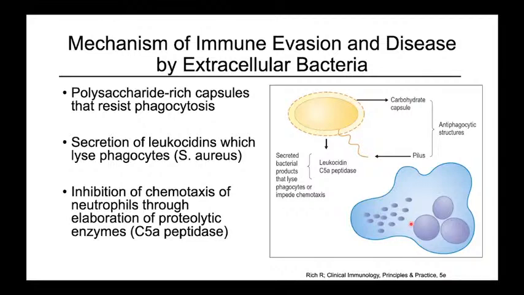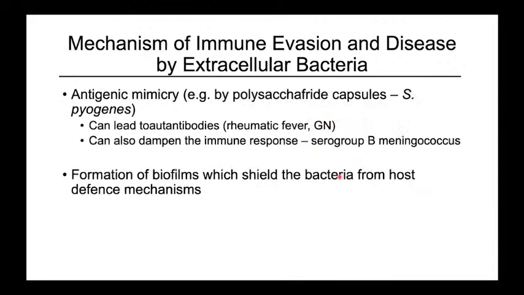So for example, your C5a peptidase. Remember, C5a is the complement component that is very chemoattractant and can actually even cause, could be an anaphylatoxin. So this peptidase actually inactivates it.